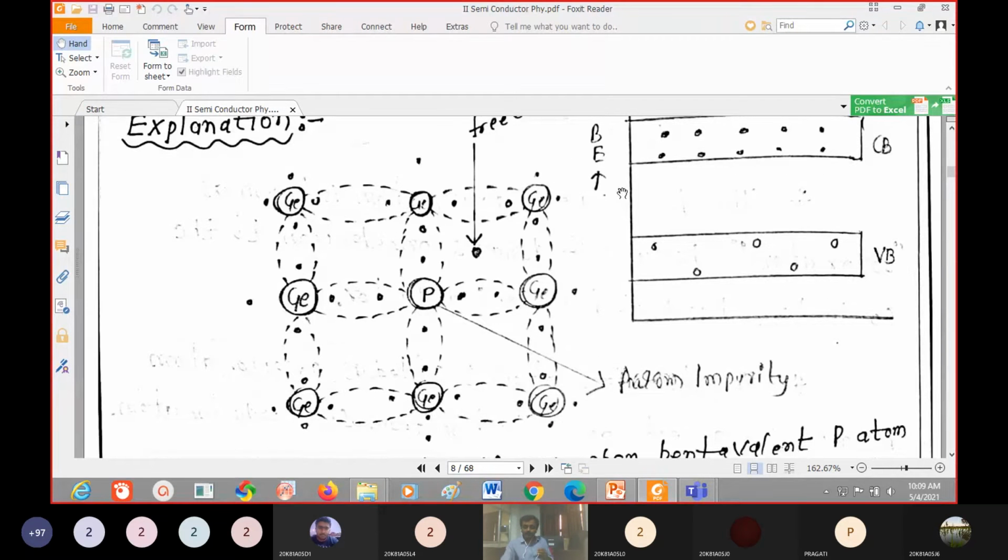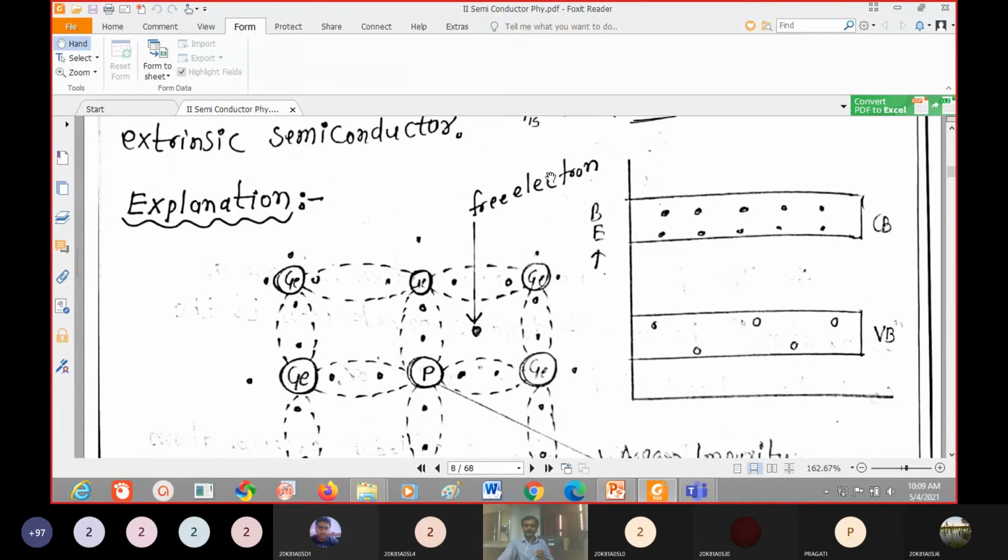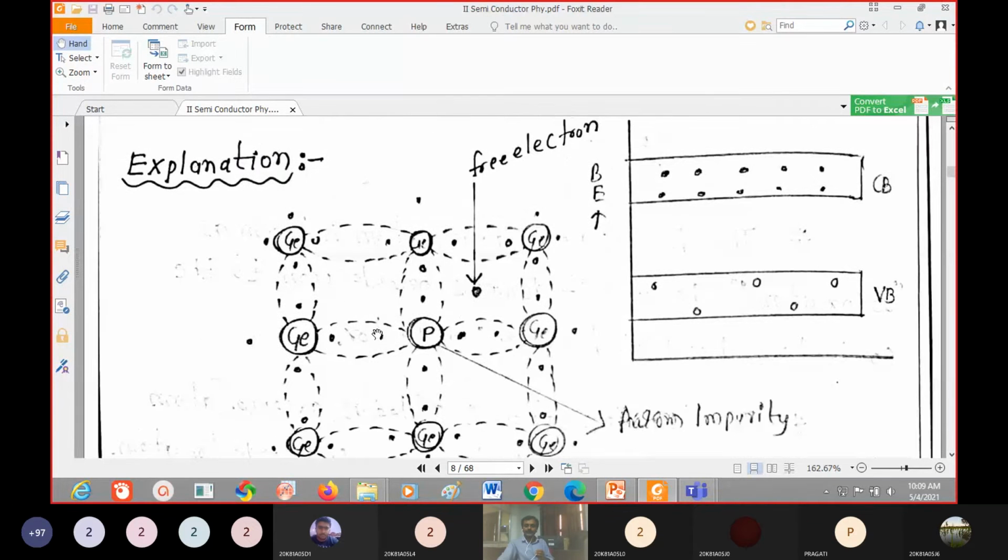So each phosphorus atom donates one free electron, because phosphorus has 5 valence electrons. Of those, 4 bond with the surrounding germanium atoms, and one excess electron has very little bonding with the phosphorus nucleus. So even a very little energy sends it to the conduction band. In silicon, if you give 0.01 electron volts of energy, this electron goes to the conduction band.